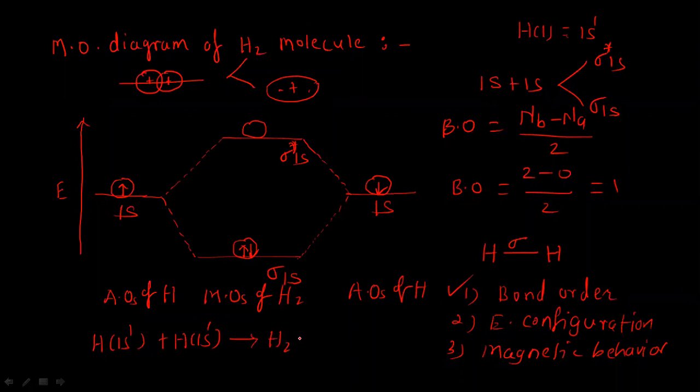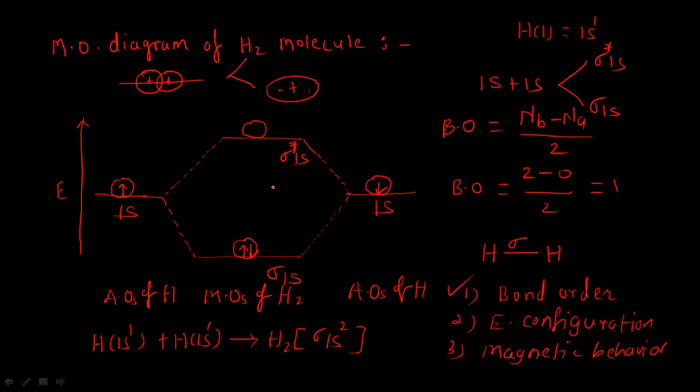So the H2 molecule now has this sigma 1s bonding molecular orbital. How many electrons does it carry? 2. So sigma 1s2. This is the electronic configuration of the hydrogen molecule, sigma 1s2. There are no electrons in the antibonding molecular orbital, so it is not necessary to write the antibonding molecular orbital here. So this is the explanation of the electronic configuration.